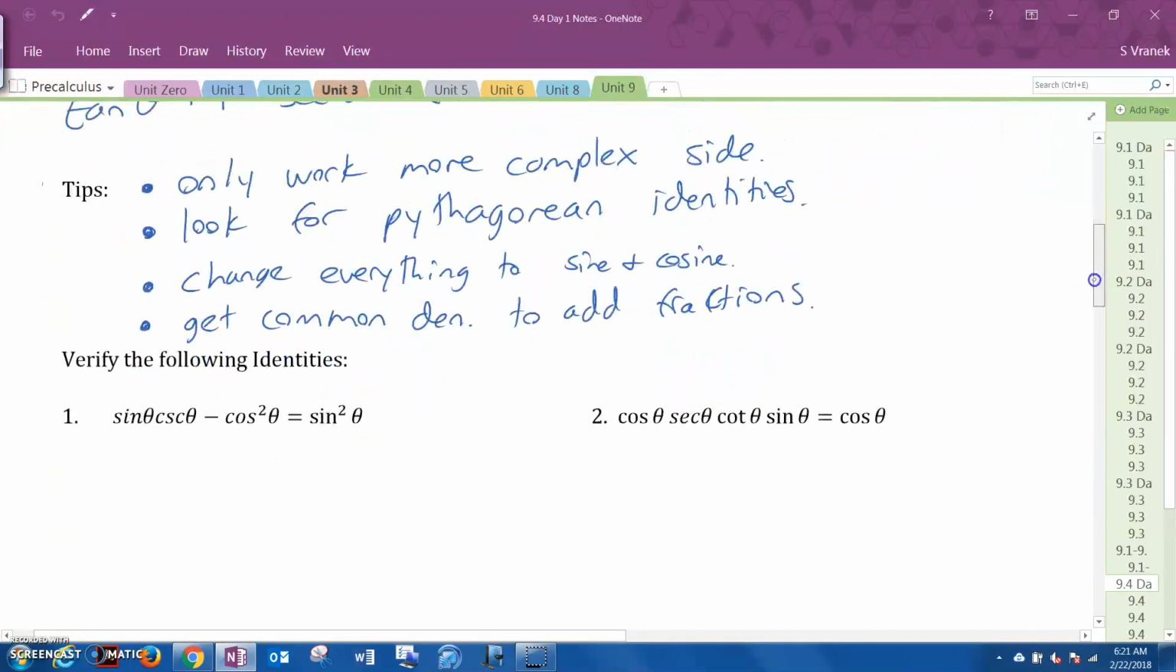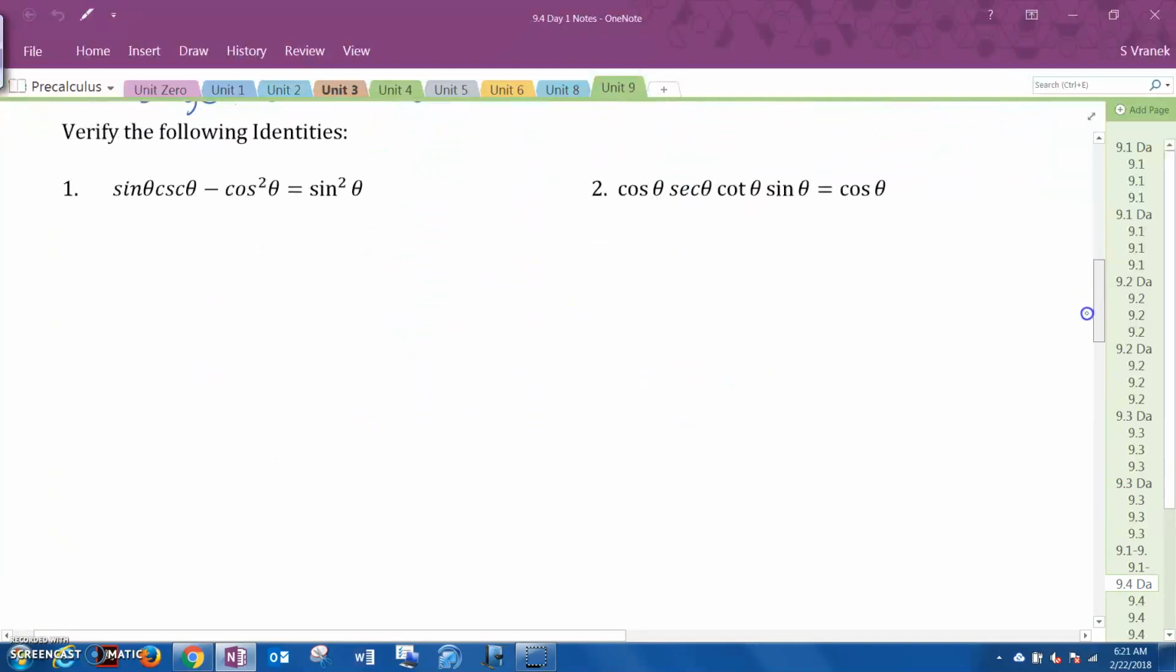Alright, so let's look at the first one over here. So we're going to verify the following identity, number 1. So I want to show that this side equals this side. So clearly I want to work this side because it's more complex. So the first thing I noticed is that sine of theta, this is actually 1 over sine of theta. So when they do this, sine over sine is 1. So I get 1 minus cosine squared theta.